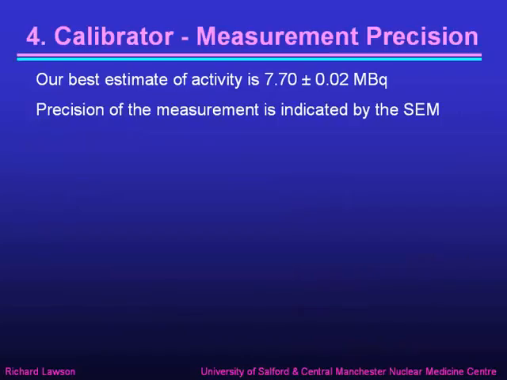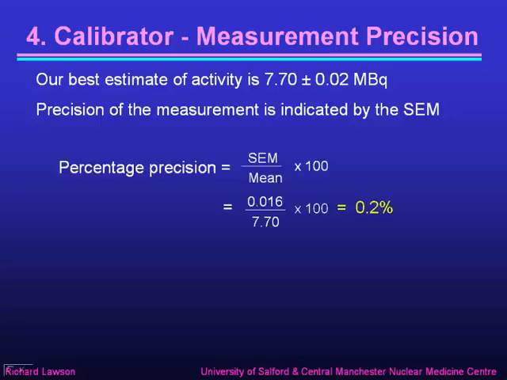The precision of our measurement we can determine because we know the best estimate is 7.70 plus or minus 0.02, and the precision is indicated by the standard error of the mean. As a percentage, it's the standard error of the mean divided by the mean multiplied by 100 to make it a percent. So it's 0.016 divided by 7.7 multiplied by 100, which is 0.2%. So 0.2% is the percentage precision of the measurement.